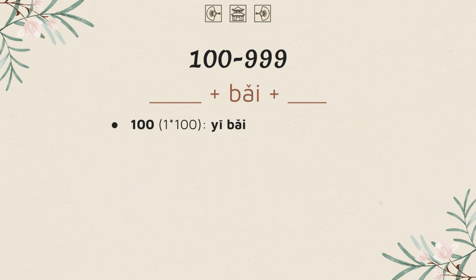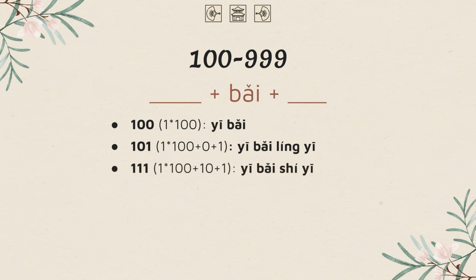Now to say 101, that's where the word 0 comes in handy, because you don't just say 100 1, you say the 0 in the middle, so it becomes 101. And next one, 111, so it's 100 plus 11, 10 plus 1, so it's 111. And we can use the same rules for all the other numbers in the hundreds. We'll practice them in a bit.